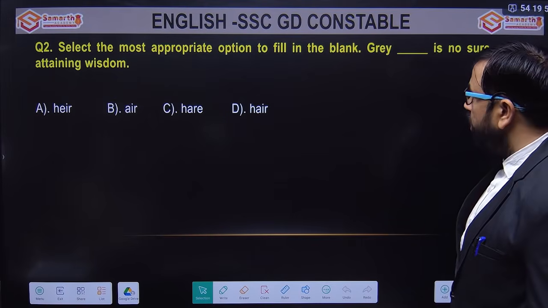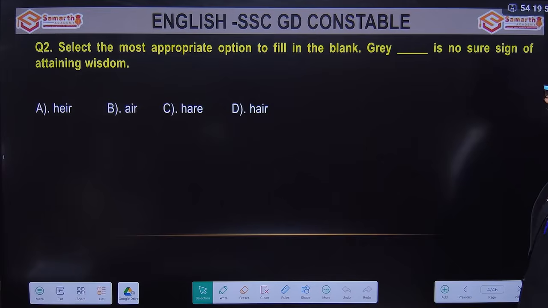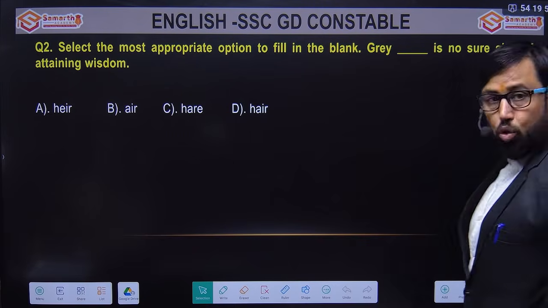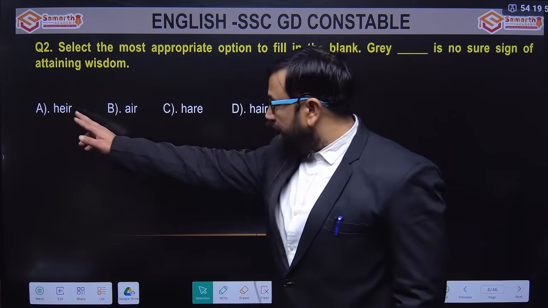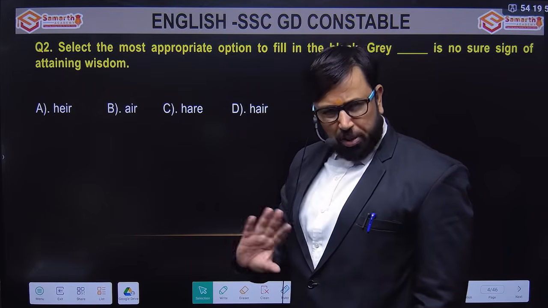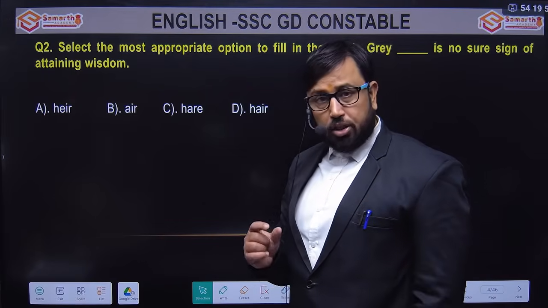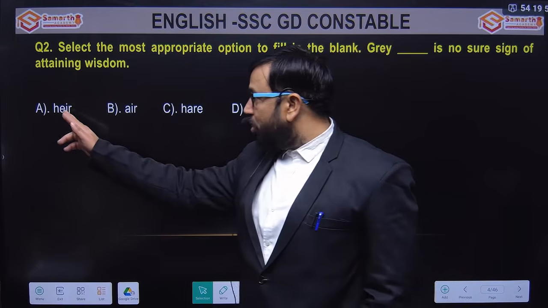Select the most appropriate option to fill in the blank. The question is: grey dash is no sure sign of attaining wisdom. So grey dash is no sure sign of attaining wisdom. Let's see the options. This option is HEIR. This is pronounced air. It should not be spoken as higher or here, as many students wrongly say. The correct pronunciation is air. The H is silent in this.